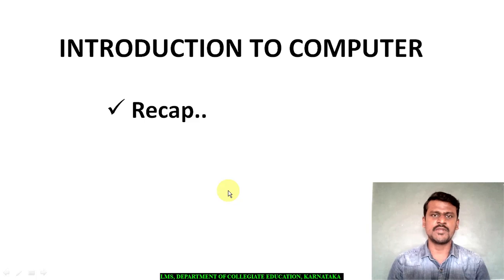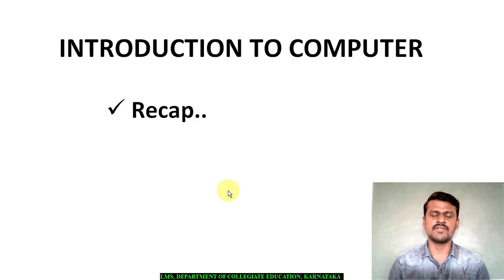So as a routine, first we will start with the revision of the previous session. In the previous session we have learned mainly about the complete input unit, as we have seen in the block diagram of the computer. In that block diagram we already covered the memory unit and the input unit. Now in this session we are going to concentrate on the output unit and what the output devices are.